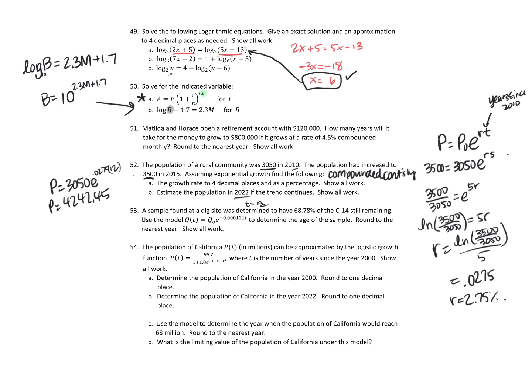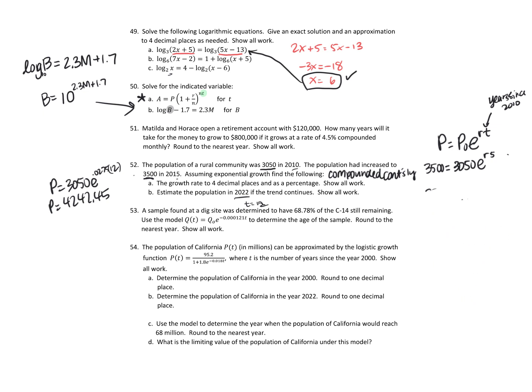Okay, a sample found at a dig site was determined to have 68.78% of the C14 still remaining. Use the model to determine the age of the sample. Okay, so let's see here. So the initial amount we don't know, right? We don't know the initial amount, but we do know that it has 68% still remaining.